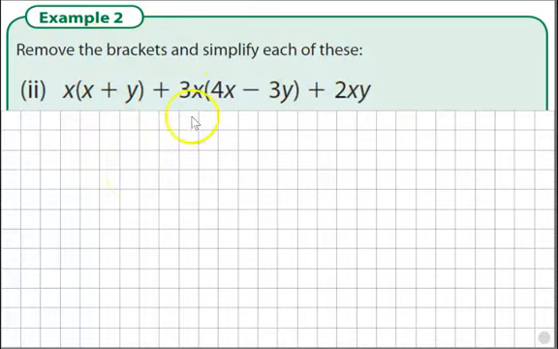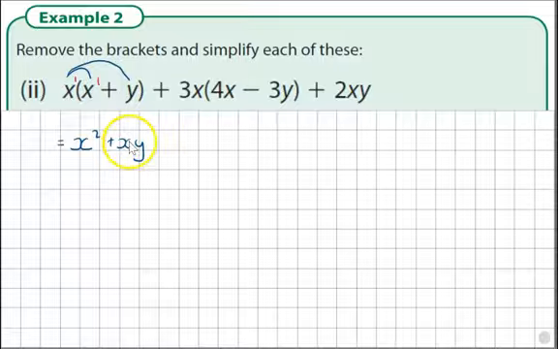Remove the brackets and simplify each of these. So those x's are really to the power of 1. So x by x is x squared. And then x by y, a letter times a letter, we stick them together. We just get xy, so no powers.